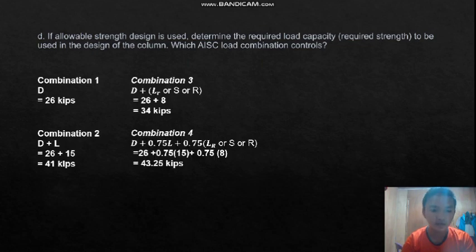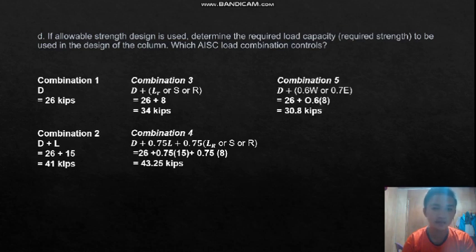Combination 4, dead load plus 0.75 live load plus 0.75 multiplied by snow load since it has the highest, equals 43.25 kips. Combination 5, dead load plus 0.6 wind load or 0.7 earthquake load. Substituting, we choose the 0.6 multiplied by wind load since we don't have earthquake load, then it equals 30.8 kips.